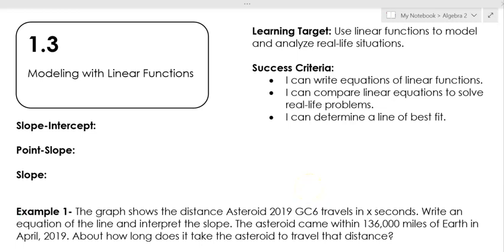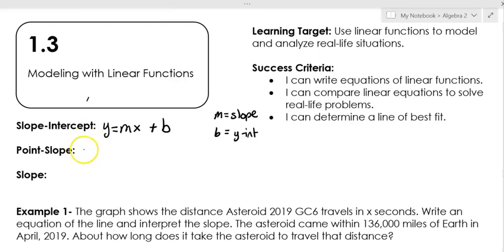These are the Algebra 2 1.3 notes that will cover examples 1 and 2. Before we begin with our example, we need to cover a couple forms of a line that we learned back in Algebra 1. Okay, so slope-intercept form is y equals mx plus b. Remember that m represents the slope and b represents the y-intercept.